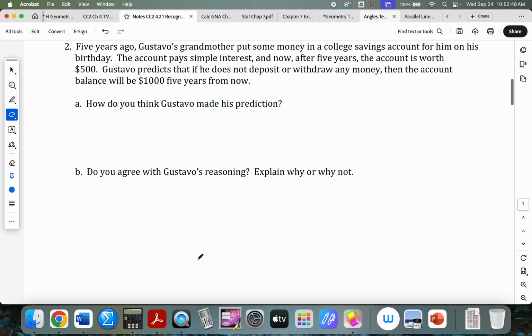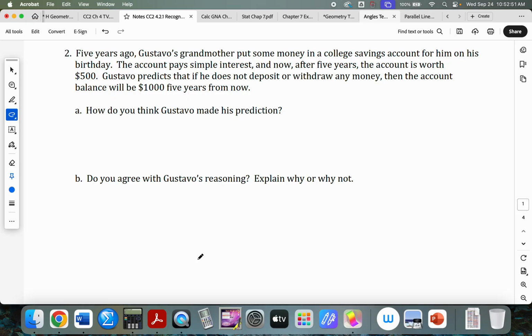All right, now let's look at a different situation. So, 5 years ago, Gustavo's grandmother put some money in a college savings account for him on his birthday. The account pays simple interest, and now, after 5 years, the account is worth $500. Gustavo predicts that if he does not deposit or withdraw any money, then the account balance will be $1,000 5 years from now. Discuss with your neighbor, do you think he's right or not, and why?